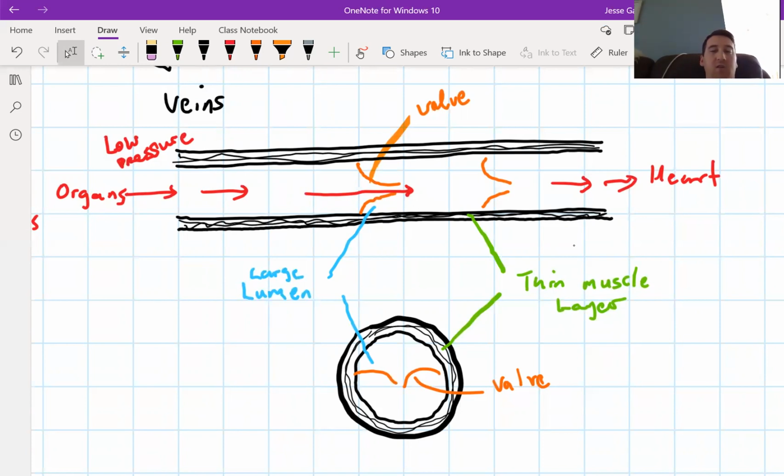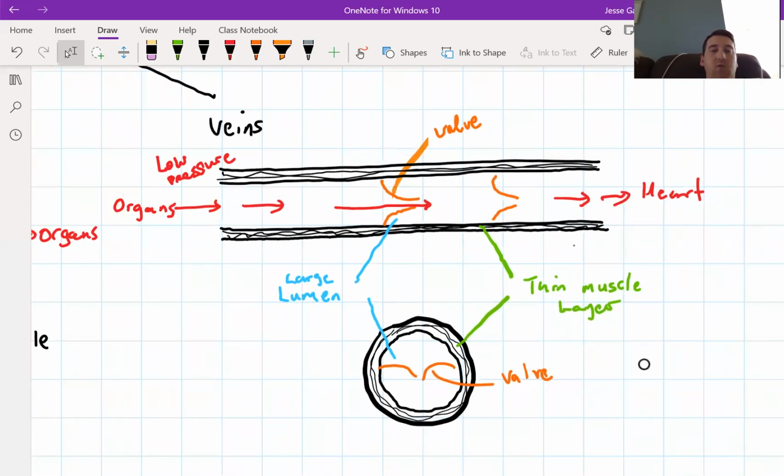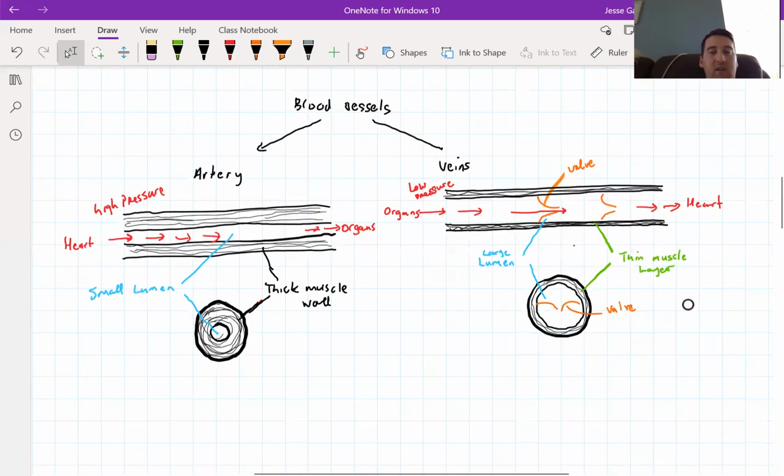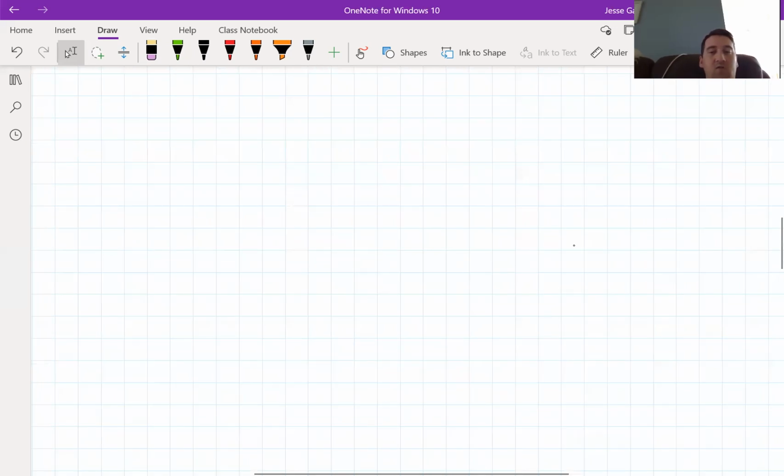What I would like you to do is take a good look, take out your notes copy, and beside where we did arteries, exactly the same way as I've done here, side by side, I want you to now draw and label veins as best that you can.